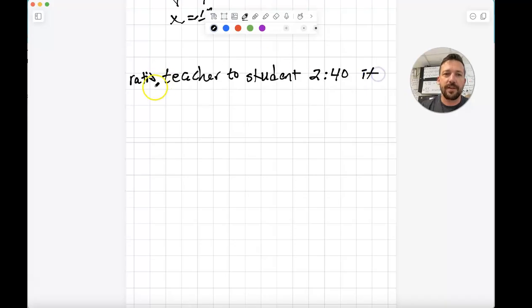If there are 105 teachers, how many students are there?